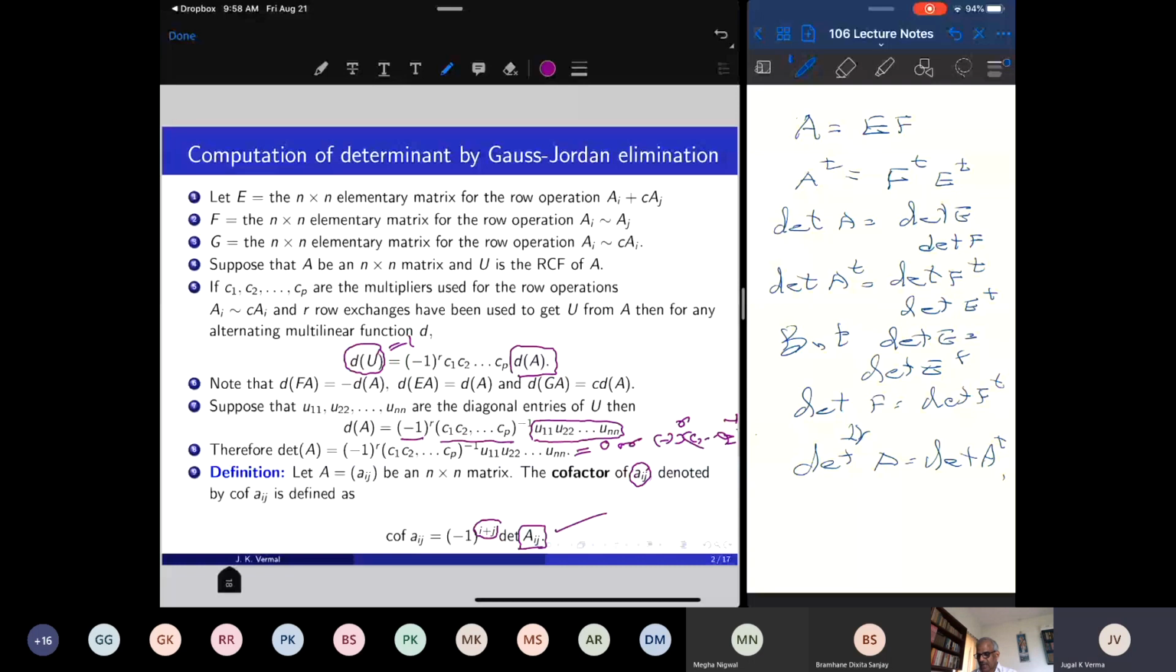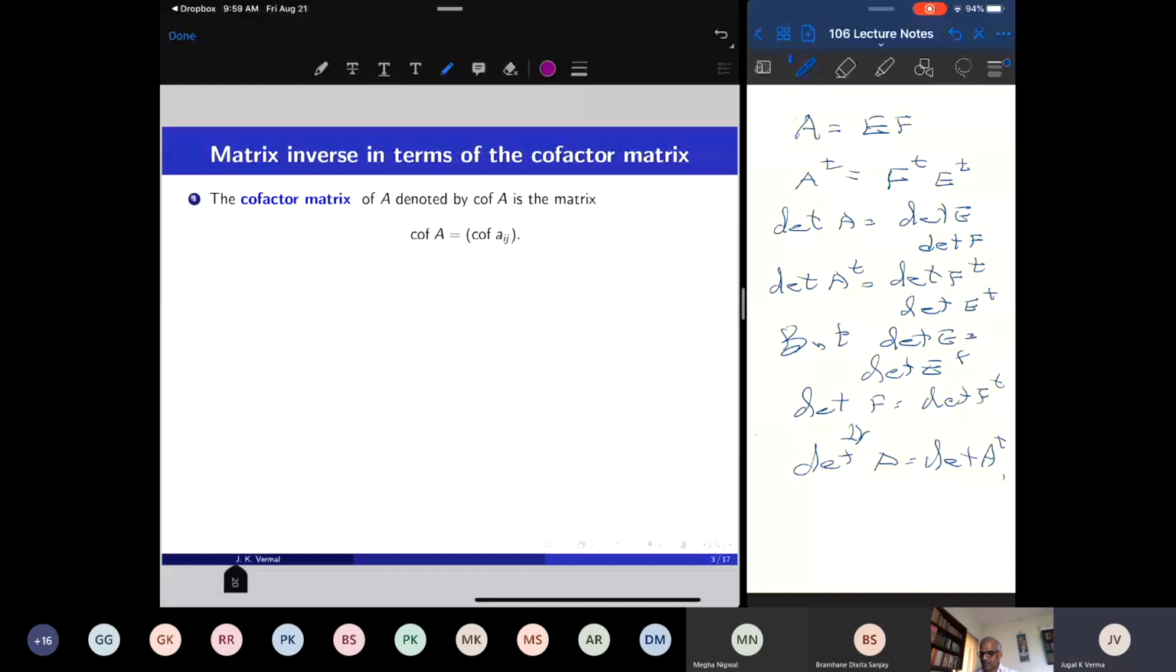So I'm given this n by n matrix. What you do is replace each given entry by its cofactor. Then I get another n by n matrix. That is called the cofactor matrix. The cofactor matrix, denoted COFA, is the matrix whose ijth entry is the cofactor of aij. This is again an n by n matrix. So given this n by n matrix, I construct this cofactor matrix.